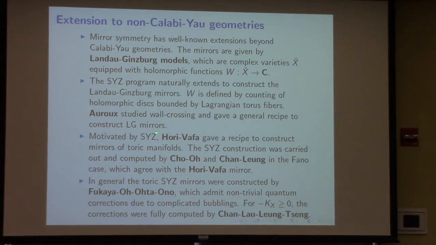As I said, Hori-Vafa gave a recipe to construct mirrors of toric manifolds. The SYZ construction was carried out and computed by several groups of authors in this setting, in the Fano case. And they agree with what the Hori-Vafa recipe is. So this is very good. It shows that these constructions are consistent with each other. In general, the toric SYZ mirrors were constructed by FOOO, which admit non-trivial quantum corrections due to complicated bubbling. And the bubbling has been a very important phenomenon in the whole subject here. For semi-Fano, whatever, these corrections due to bubbling were carried out by Chan, Lau, Leung and Tseng.